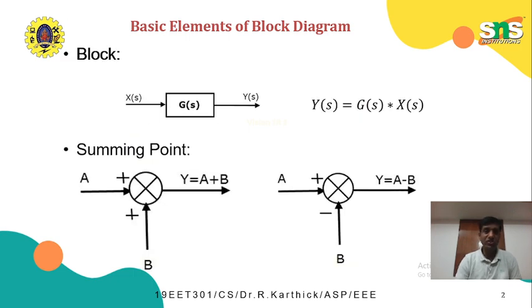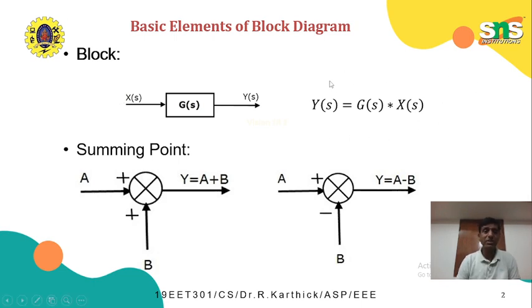As discussed in the introduction, the signal flow is unidirectional, where it flows from the input to the output. So X(S) is the input, Y(S) is the output, and G(S) is the plant transfer function. Therefore, the output Y(S) is equal to the transfer function multiplied by the input signal. So we get this particular answer.